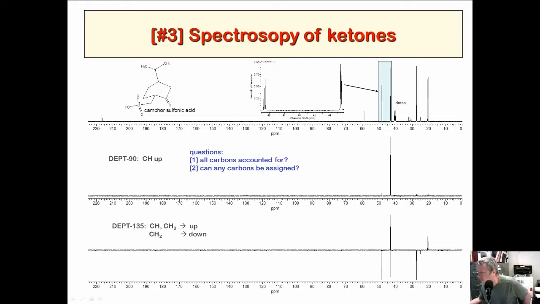Yeah, I think the other quaternary, because there's two quaternaries, right? There's this one and this one. I think the other one might be buried into this peak around 45. Okay, but there's definitely two quaternaries. All right.